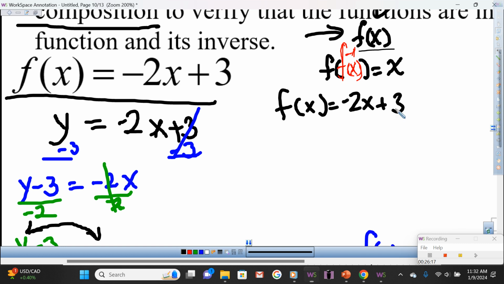Okay, so we started with f of x. However, what did we say? That instead of x, we're doing what? We're substituting the inverse for x. So this is where it gets funner. Here we go. I want you to rewrite this, but without the x. And for this x, write a big parentheses.